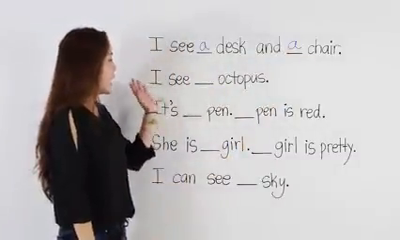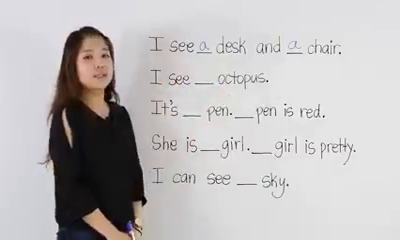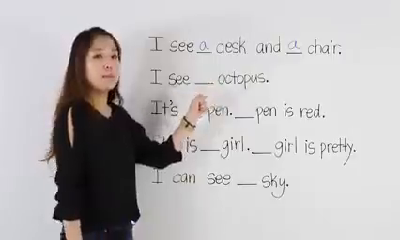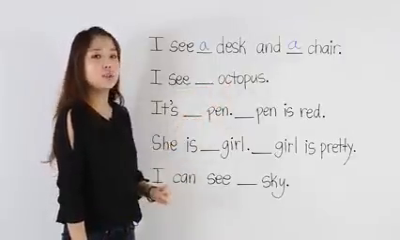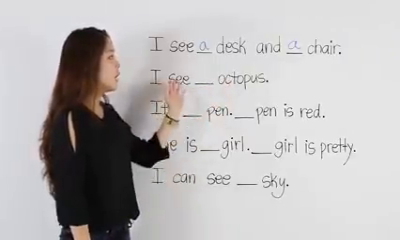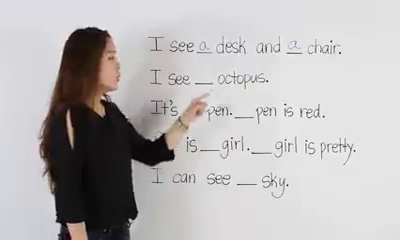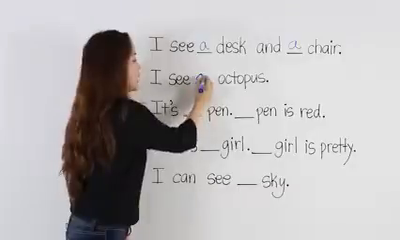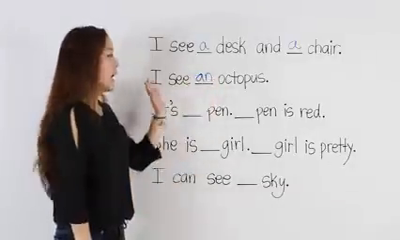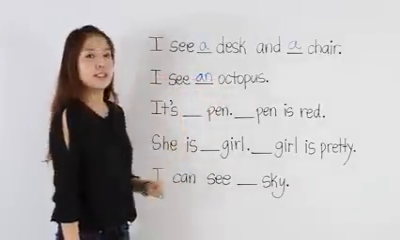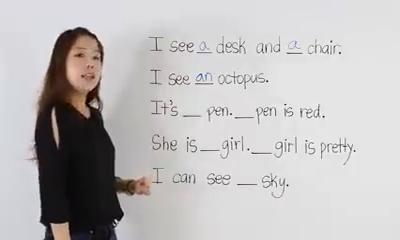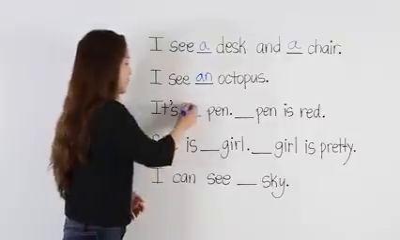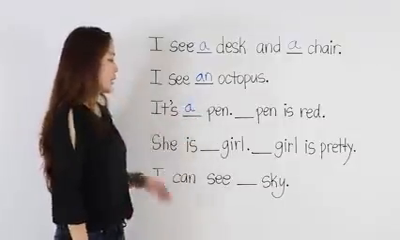The next one, I see octopus. Okay, this is the same. It's the first time I'm talking about this octopus. So do I put a or an? Well, here we have the vowel O. So we have to put an octopus. I see an octopus. Okay, the next one, it's pen. It's the same. It's the first time, so I say a pen.